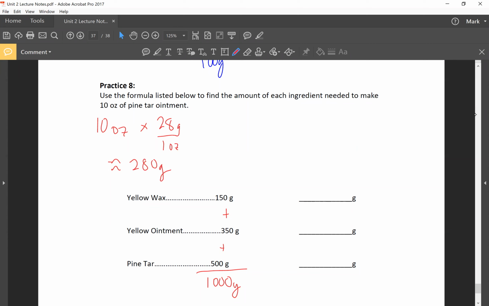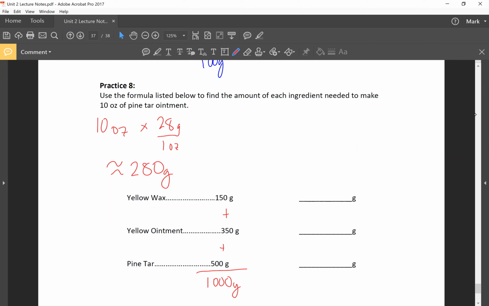Some of you guys did the conversion factor using 454 grams per pound. That's fine. You got 283.7. It's never going to be perfect when you're converting from metric into imperial. So it's around, that's what these squiggly equations mean here, 280 grams.